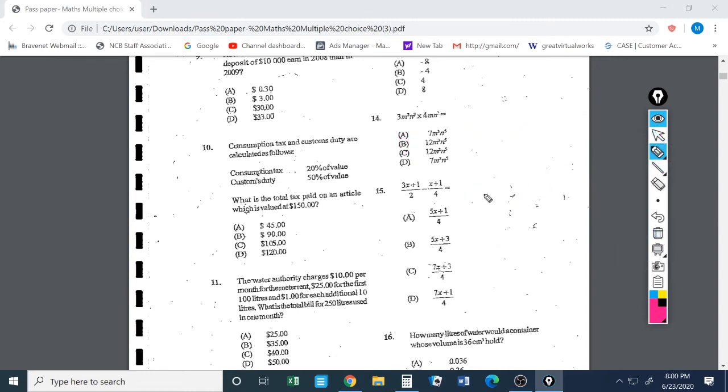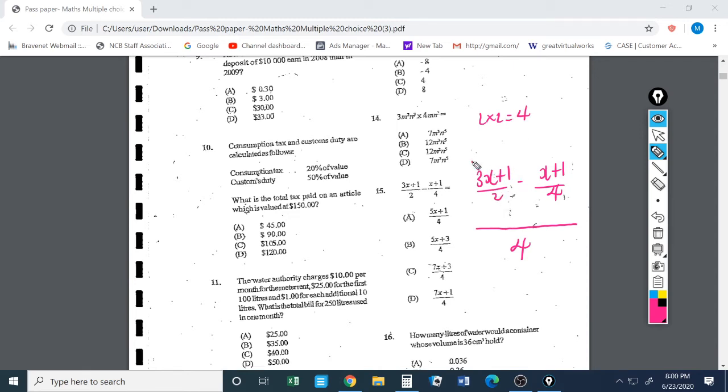Okay, so let's move on to number 15 here. I like this question. We have (3x + 1)/2 minus (x + 1)/4. The first thing we want to do is put everything over a common denominator, which in this case is 4. Now, we need to find the lowest common multiple between 2 and 4. Clearly 2 times 2 would give us 4, so 4 is the lowest common multiple between the two.